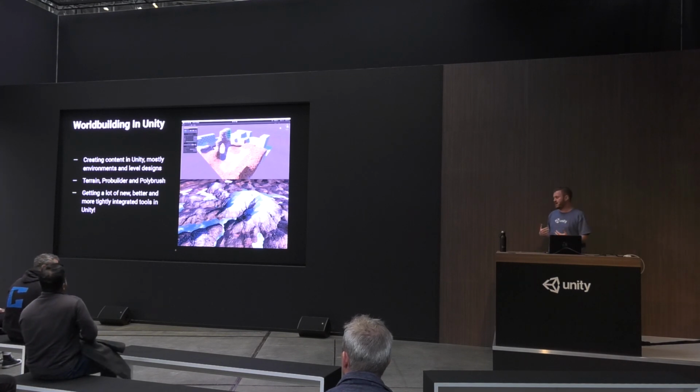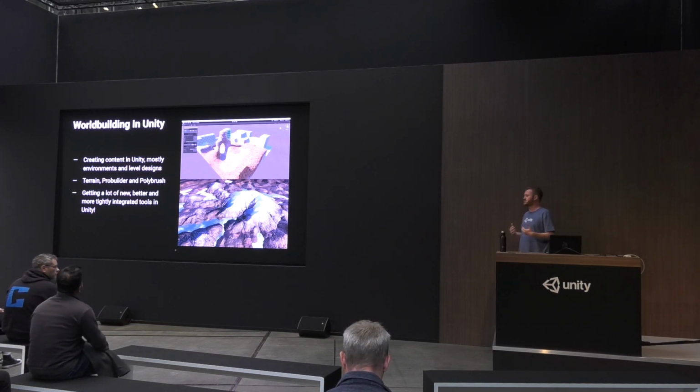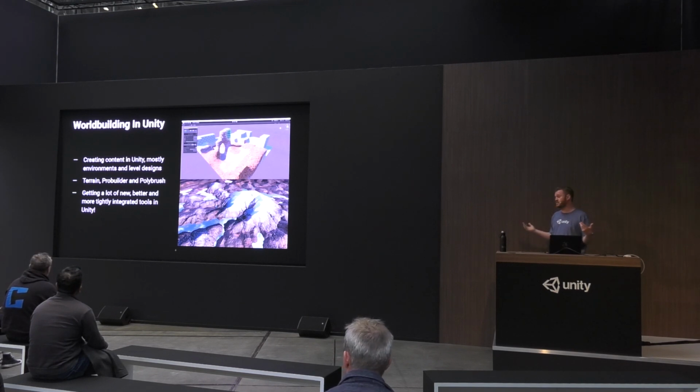What we're starting to see now is more and more tooling that allows us to create content directly in the editor, right? So some of those tools we're going to look at today include the updates to the terrain system, ProBuilder, and also Polybrush. So the good news is that these tools are getting a lot better and more tightly integrated into Unity, and we're going to take a look at some of that.